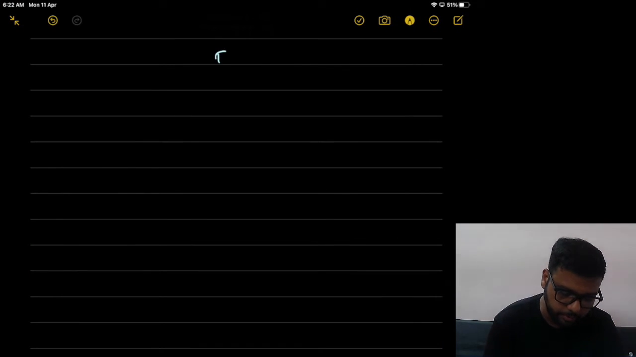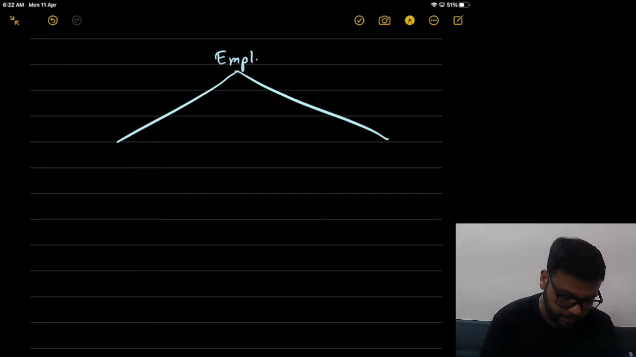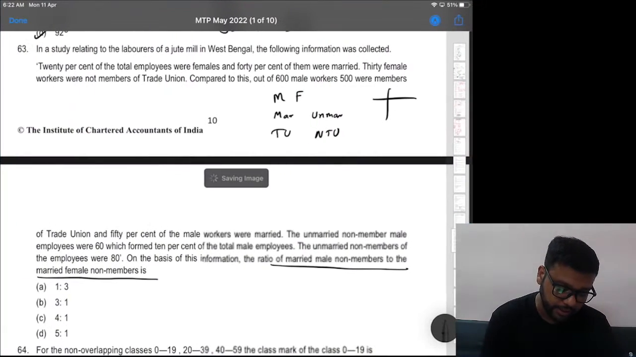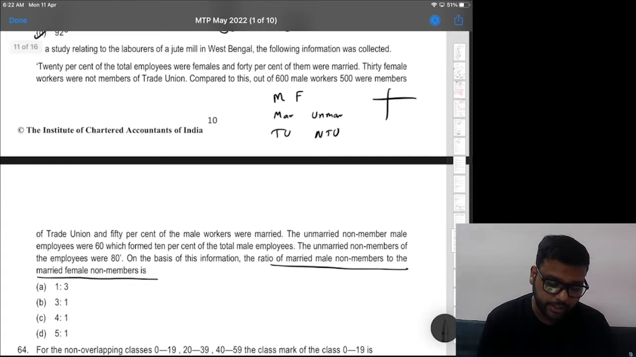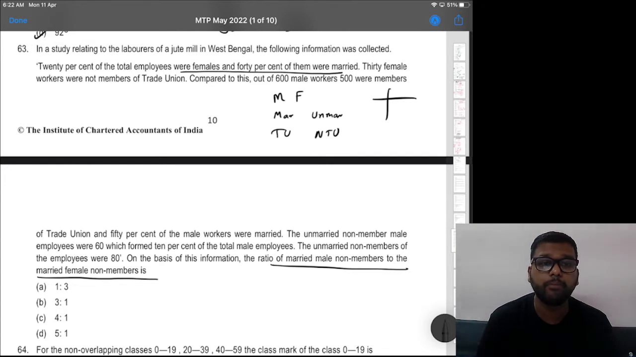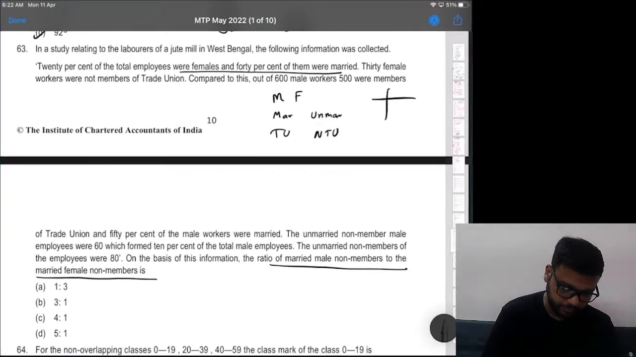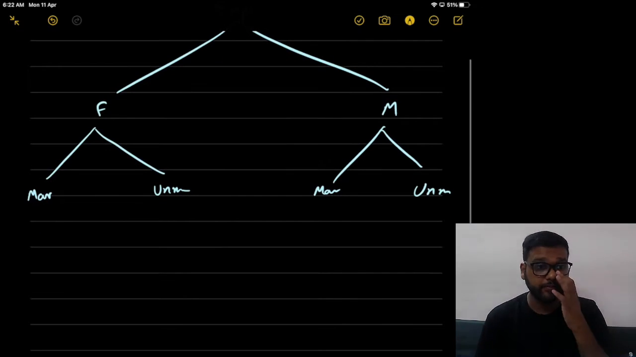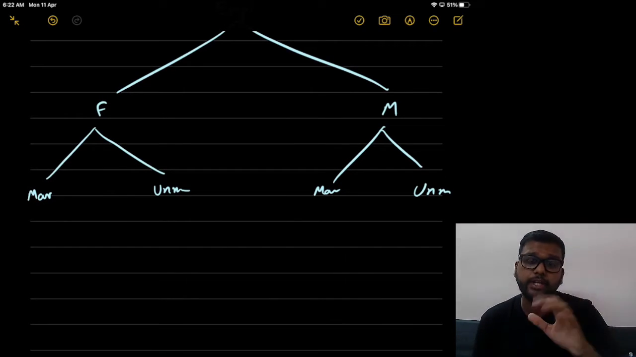Now, these are all employees. Let's try to draw a tree diagram and divide them into female and male. Let's further divide them into, in the first line if you see, they have given some percent of total employees were females and some of them were married, right? So let's divide them into married and unmarried. Similarly, married, unmarried. Then again we have to divide them into trade union and non-trade union.